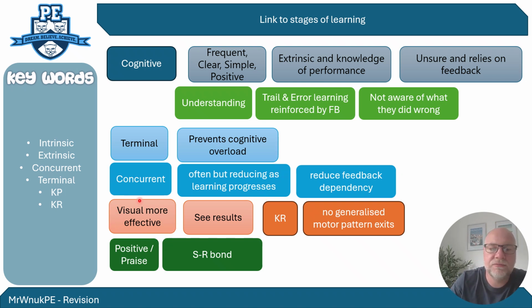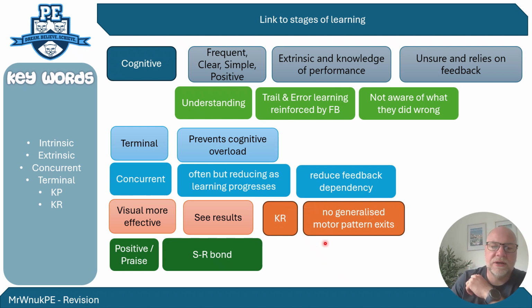Visual feedback, or visual guidance I suppose, is often more effective at that point because performers can see how they're getting on and see the results. Their knowledge of results is useful because they don't really have a generalized motor program to compare it to. So they just want to know, did they do well? Did they not do well? What was the score? What was the distance? What was the length? What was the time?